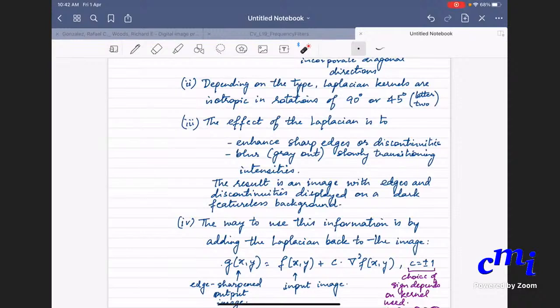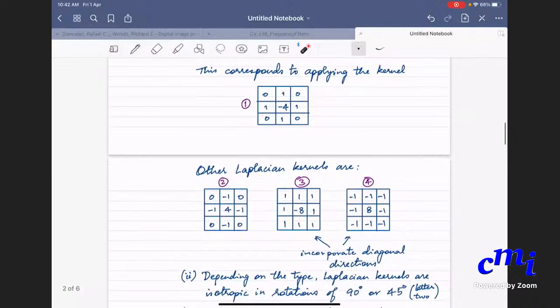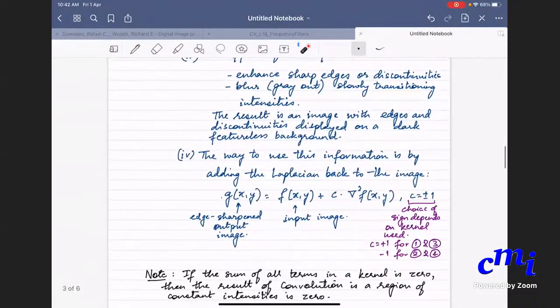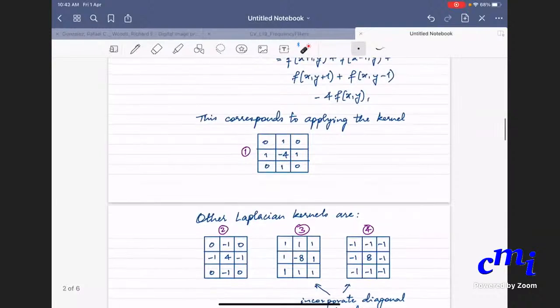Usually it is done like this. You have the input image, and you add plus or minus 1 times the Laplacian image that you get. The result is an edge-sharpened output. This c is plus or minus 1 depending on the sign of your kernel. For example, if your kernel is of type 1 or 3, then you will add the result of the Laplacian, and subtract the result of the Laplacian if it is 2 or 4.